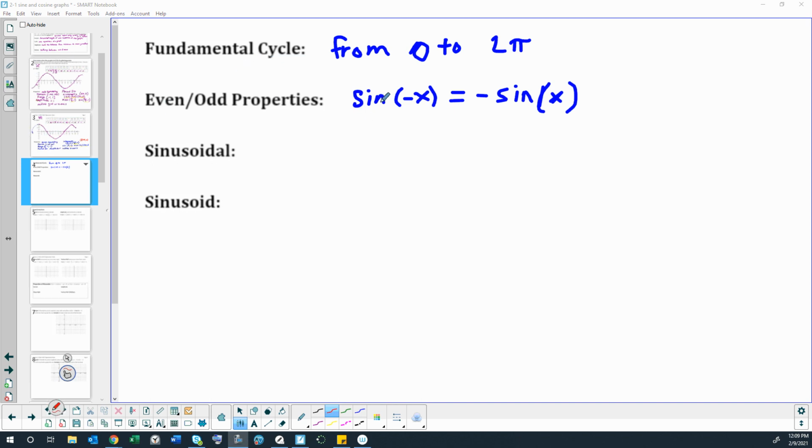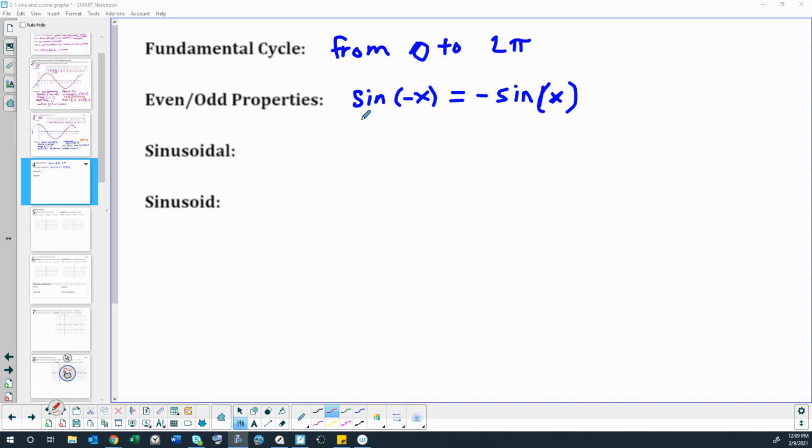Even odd properties. Since sine is an odd function, that means the sine of an opposite x value, or an opposite angle, is equal to the opposite ratio, the opposite y value. So that's what gives it that odd look on our graph.